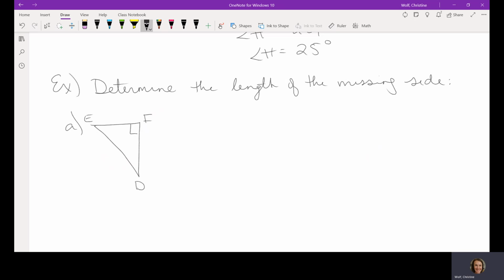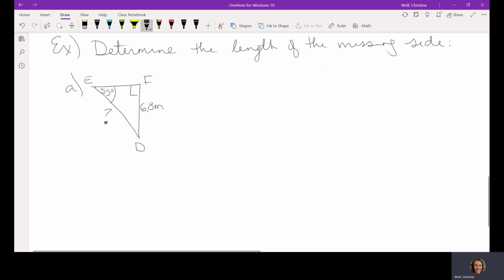So this triangle is called DEF. I know that this side is 6.8 meters. I know that this angle here is 55 degrees. And I'm looking for that side with the question mark.